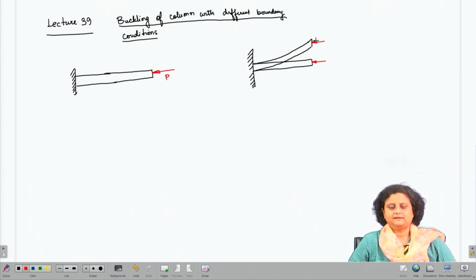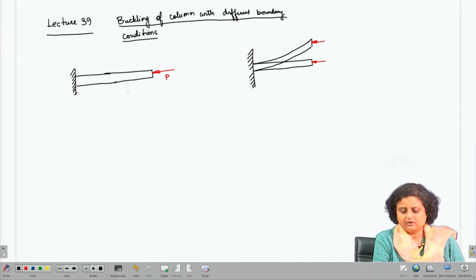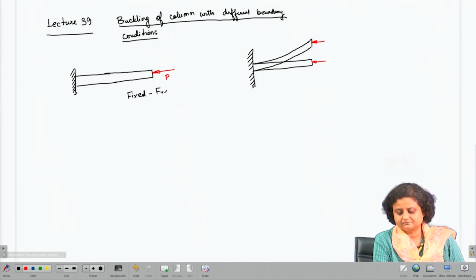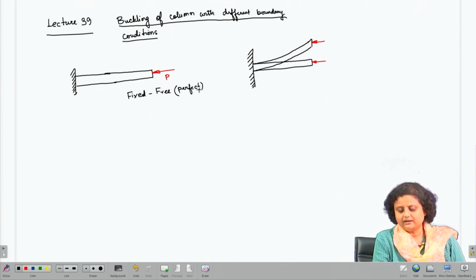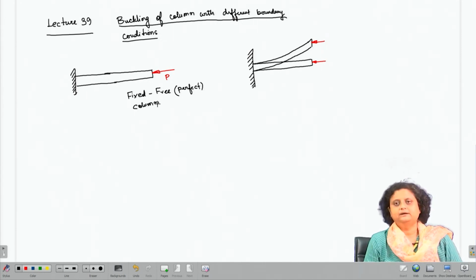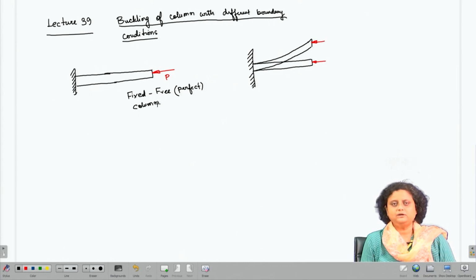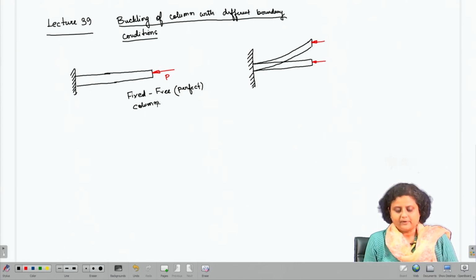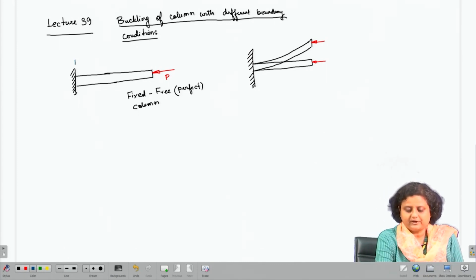So, let me take the example of a fixed free column, a fixed free but perfect column. We are trying to find out the critical buckling load, so we have to apply Euler theory of buckling, and therefore we need to take a perfect column. So, let this be the fixed free perfect column, and let L be the length of the column.